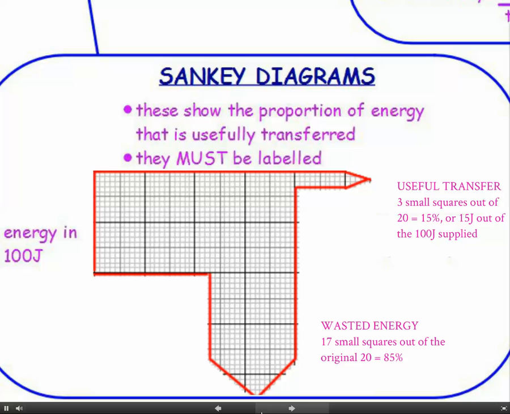Now over to the right it shows what proportion of that energy is wasted, which will be as heat, and the proportion which is usefully transferred as light. We want light bulbs to make light, not heat. So the amount of energy that goes in is 100 joules. The amount that's usefully transferred is 15 joules. That's the amount that comes out as light, which means that 85 joules is wasted as heat. And the Sankey diagram shows that in a visual way.